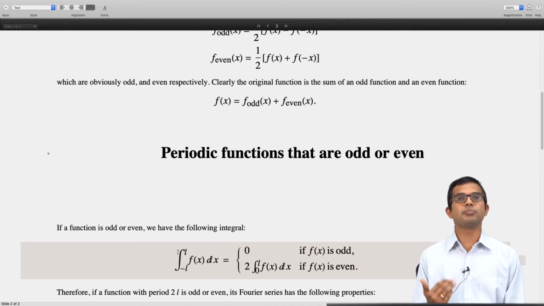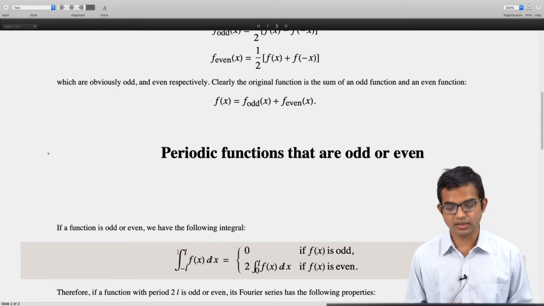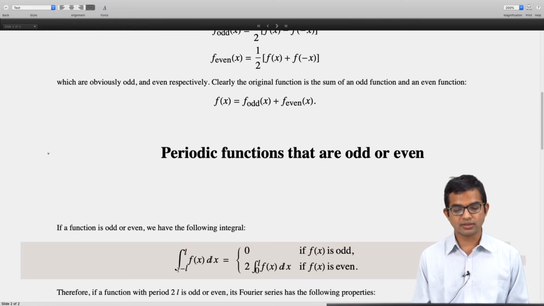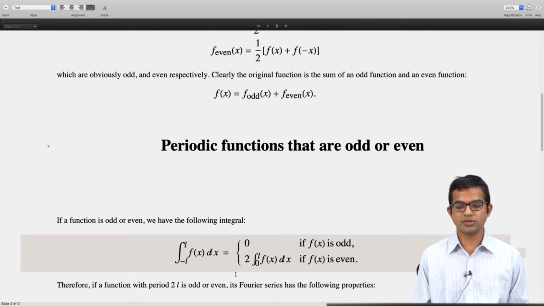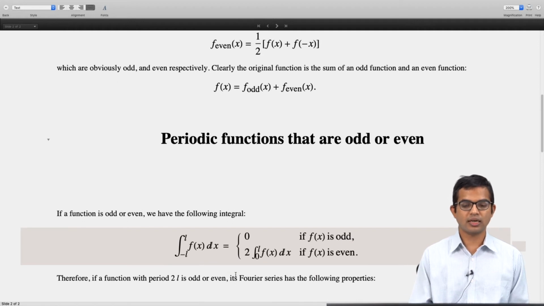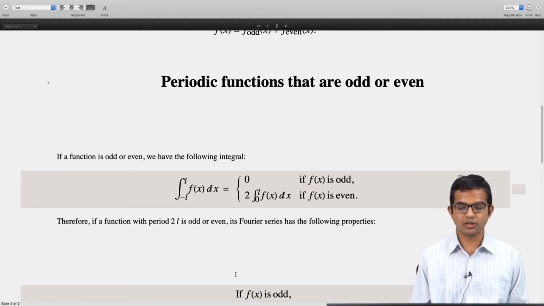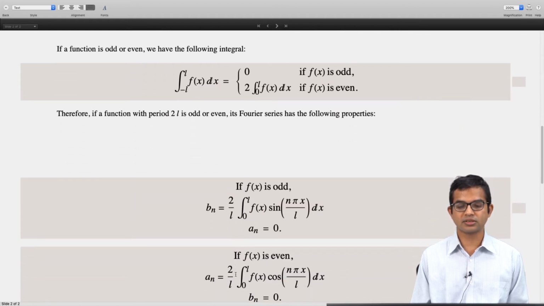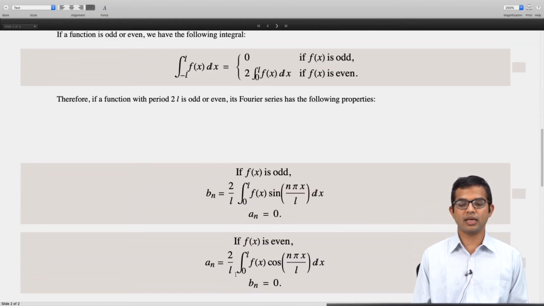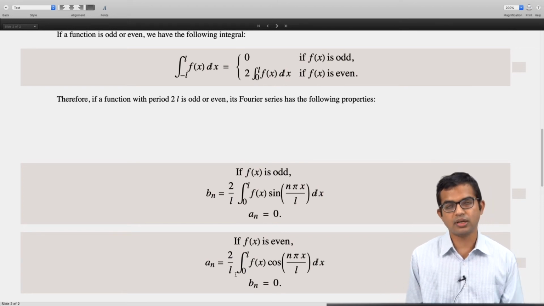But if you are looking at a periodic function with period 2L, right, it's natural to look at this entire interval, which considers one full period of this function. Then the Fourier series we have seen has integrals of this kind. So it will lead to the following simplification. If f of x is odd, then all the an will vanish, right?